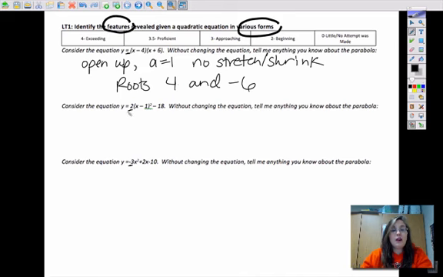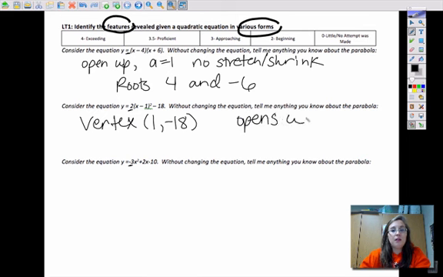When I look at the next one, I see that it's in vertex form, so I can take this value and this value, and I can find the coordinate of my vertex. Okay, so I'm going to go opposite of this one, so I know that the vertex is at positive 1, and I'm going to keep the negative on the y. So I know that the vertex is at 1, negative 18. I also see that the scale factor is a positive 2. Positive means that it opens up. The 2 is greater than 1, so that means that it's stretched by a factor of 2.